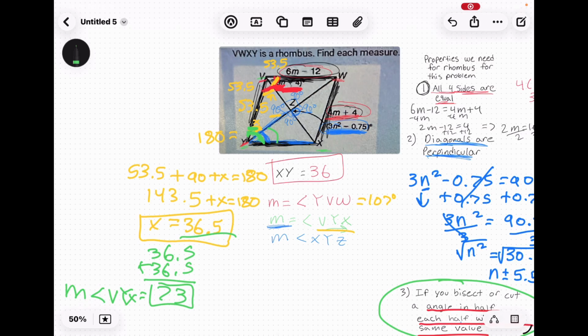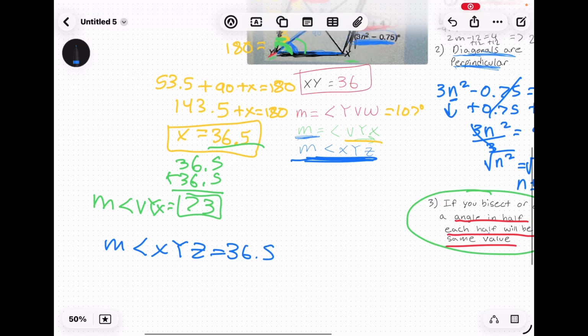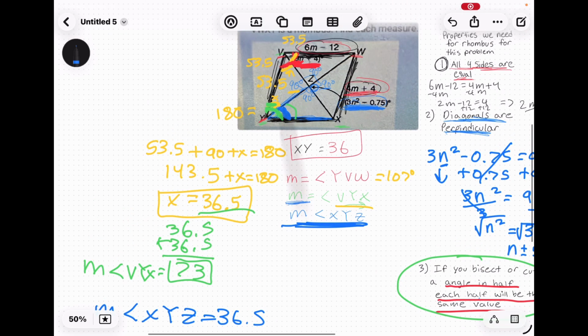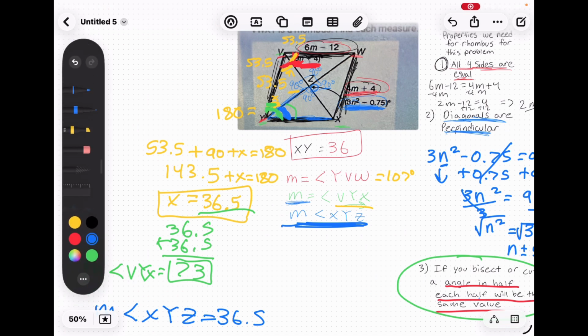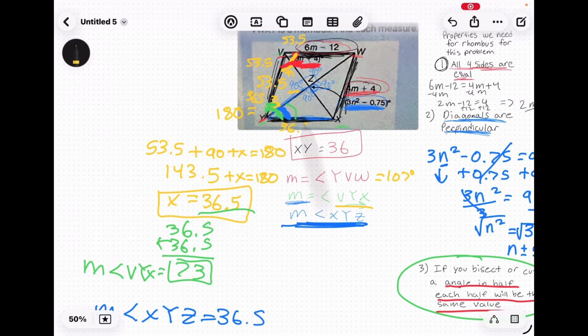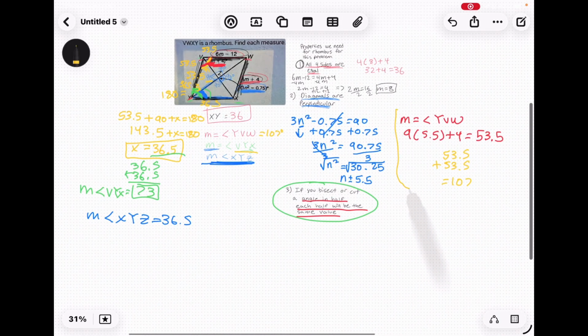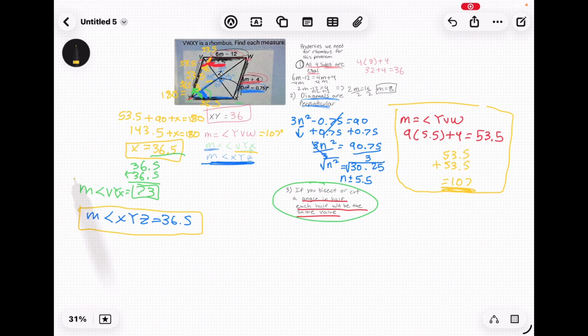And then the measure of XYZ, that would just be 36.5 because it is half of it. This half. And we know that other half was 36.5 when we solved for it. My work is kind of messy, I apologize, but that should be the answer. So measure of angle YVW, 107, measure of XYZ, 36.5, and measure of VYX, 73.